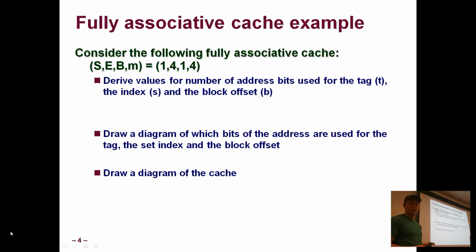So in a fully associative cache example, consider one with a single set. It has 4 lines per set. Each one is a single byte, and it's a 4-bit address space. So derive the values for the number of address bits used for the tag, the set index, and the block offset. And then draw a diagram of this cache and a diagram of how those bits are used. So just take a minute and repeat the exact same thing you did for the set associative cache, but this is a fully associative one.